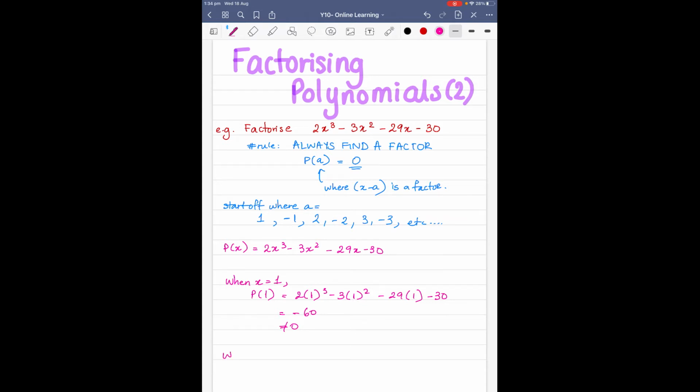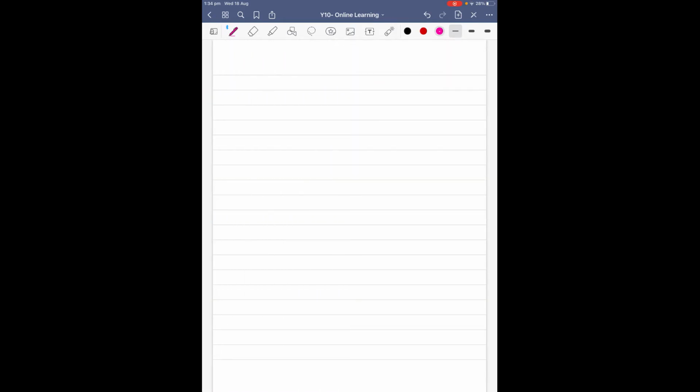When x equals minus 1, I'm going to sub all my x values as minus 1 now. Minus 29 times minus 1 minus 30. Put it all into your calculator. You should end up with minus 6, which is not 0. Never give up. Next one.